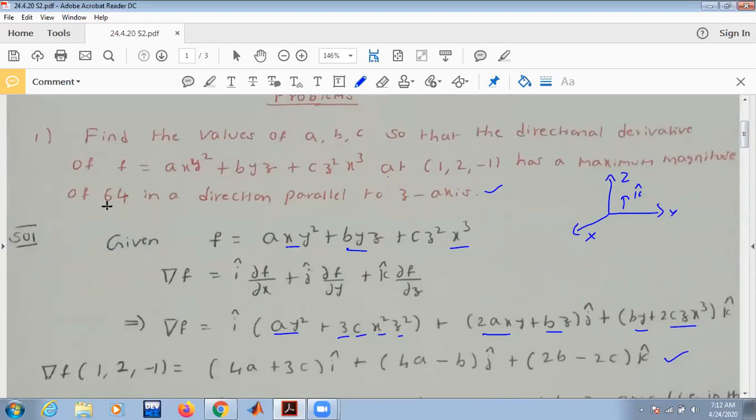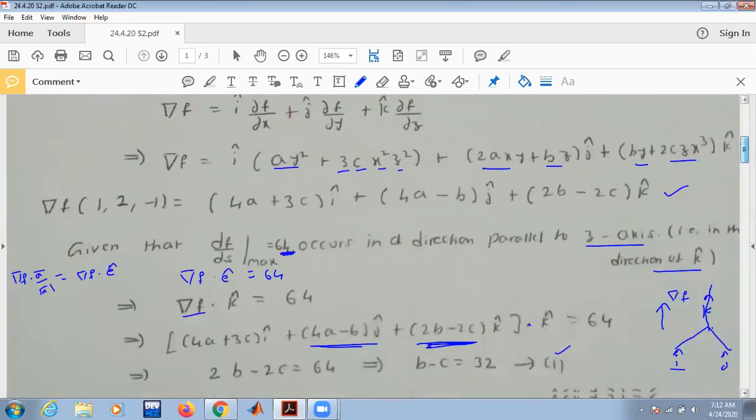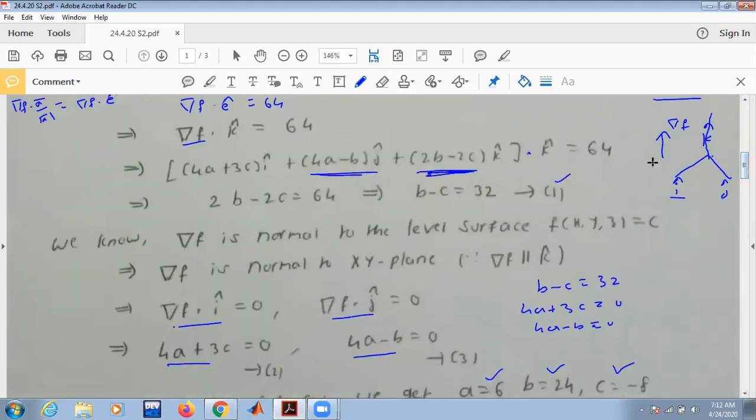Yes, sir. So see, it is having a maximum magnitude. We know maximum magnitude occurs in the direction of del f. And that direction is towards the z axis. That means it is parallel to k bar, and we know del f is a vector normal to the surface, right?